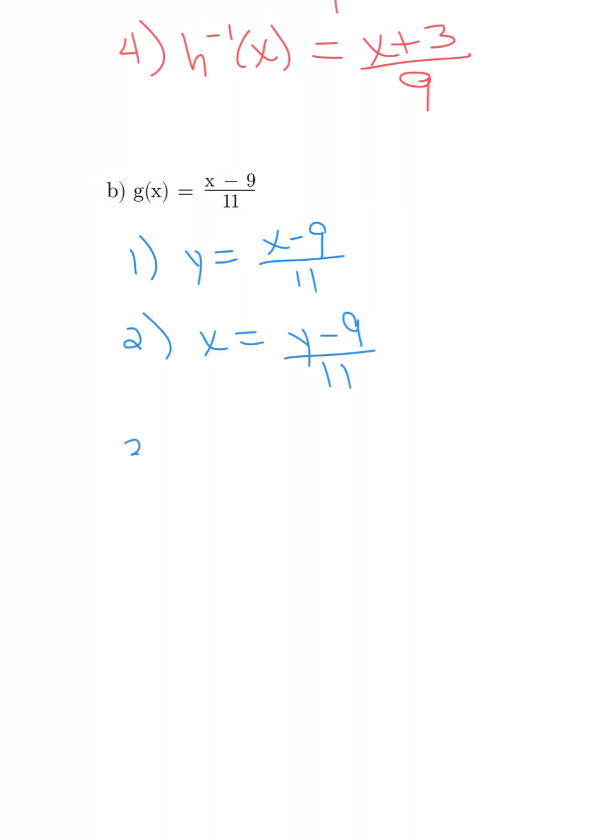Step 3, solve that new equation for y. Right now, the y is in a fraction that's being divided by 11. So the first thing I'm going to do is multiply both sides by 11. This gives me 11x equals y minus 9. How do I get the y by itself? Add 9 on both sides. Our ending equation then is y equals 11x plus 9.